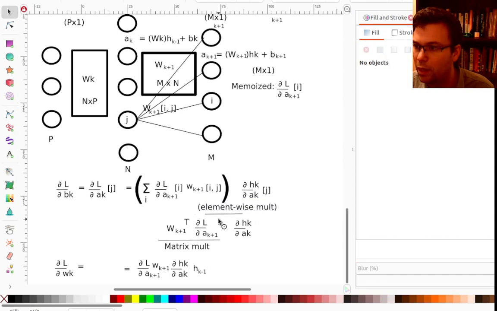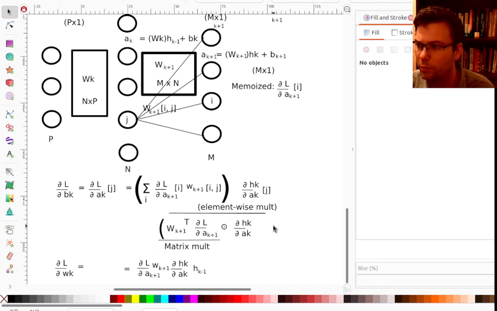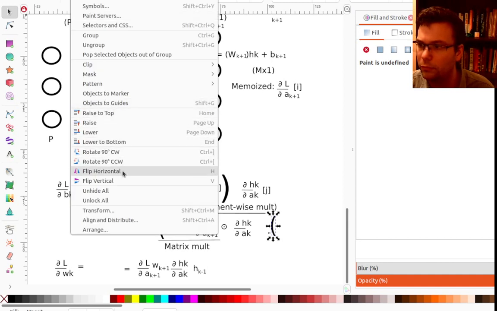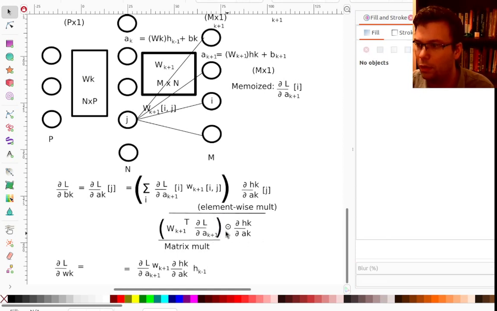So we're multiplying this whole thing over here on the left, once we've evaluated that. That's first in the order of operations. I should keep those parentheses here, just to emphasize that. So we do this matrix multiplication first, and then we can do the element-wise multiplication of the result with each component of the derivative of the nonlinear function with respect to A_k.